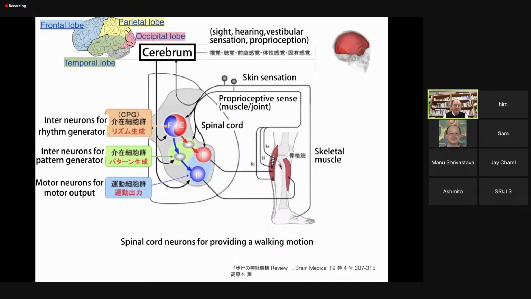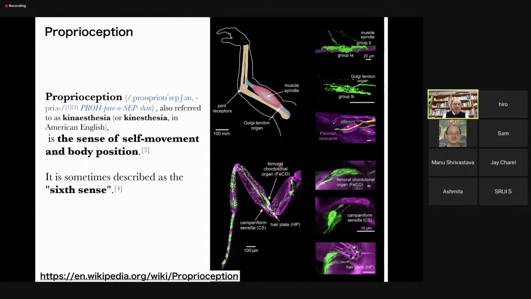But unfortunately, in some cases, damage of the brain causes some deficit in the function, the coordination, the motion. Therefore, we have some specific diseases. Proprioception exists in the muscle, not only in the human muscle but also in the insect muscle.